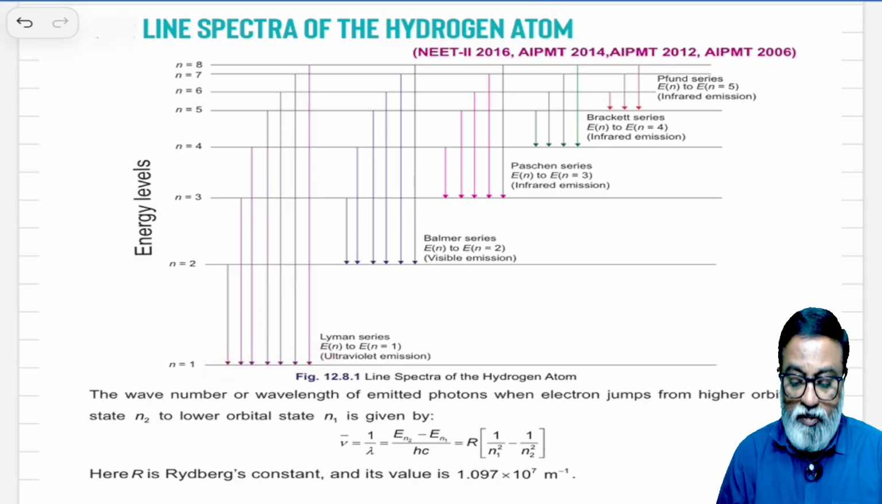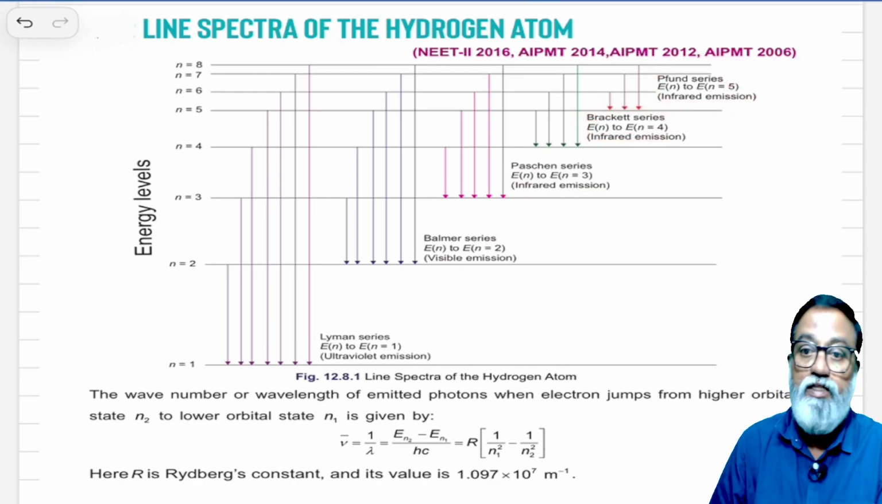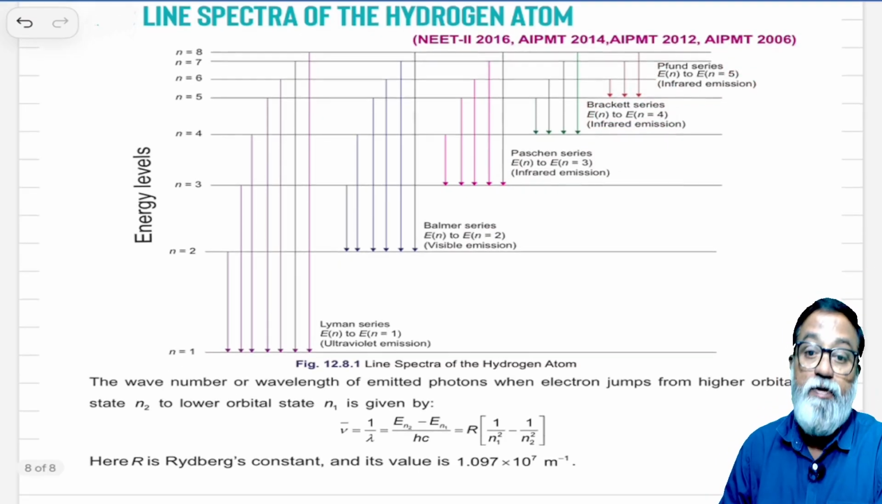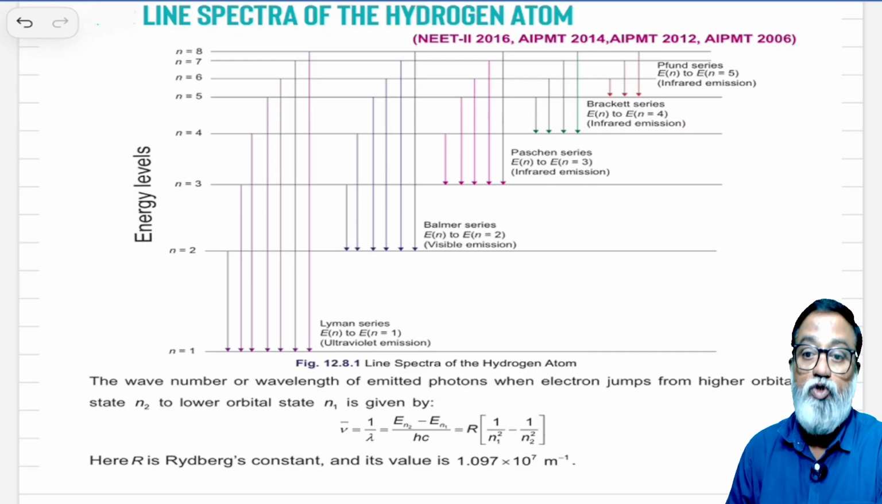From a higher energy level to n equal to 1 is called the Lyman series. This is in ultraviolet emission. And this is the Balmer series. Therefore, the final energy level is 2 here, and for Lyman the final energy level is 1. For n equal to 2 it is Balmer series, 3 Paschen series, 4 Brackett series, 5 Pfund series. These are the different spectra, the different spectral lines in the hydrogen atom.